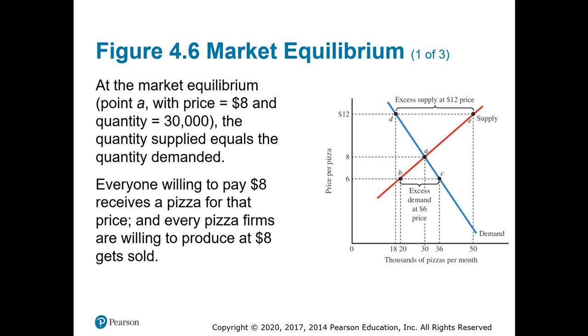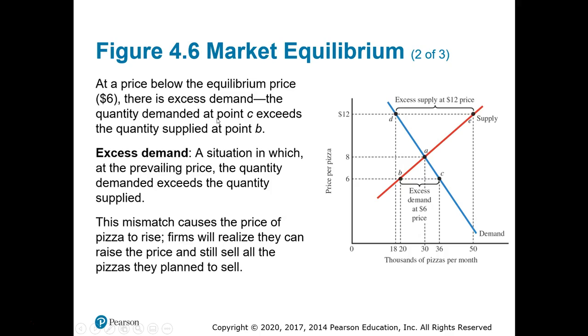Everyone willing to pay $8 receives a pizza, though, for that price, and every pizza firm is willing to produce it at $8. Market equilibrium's at A. Again, at a price below the equilibrium price, there's an excess demand. The quantity demanded exceeds the quantity supplied at the prevailing price. This mismatch causes the price of pizza to rise. Firms will realize they can raise the price and still sell all the pizza they plan to sell because demand is there.